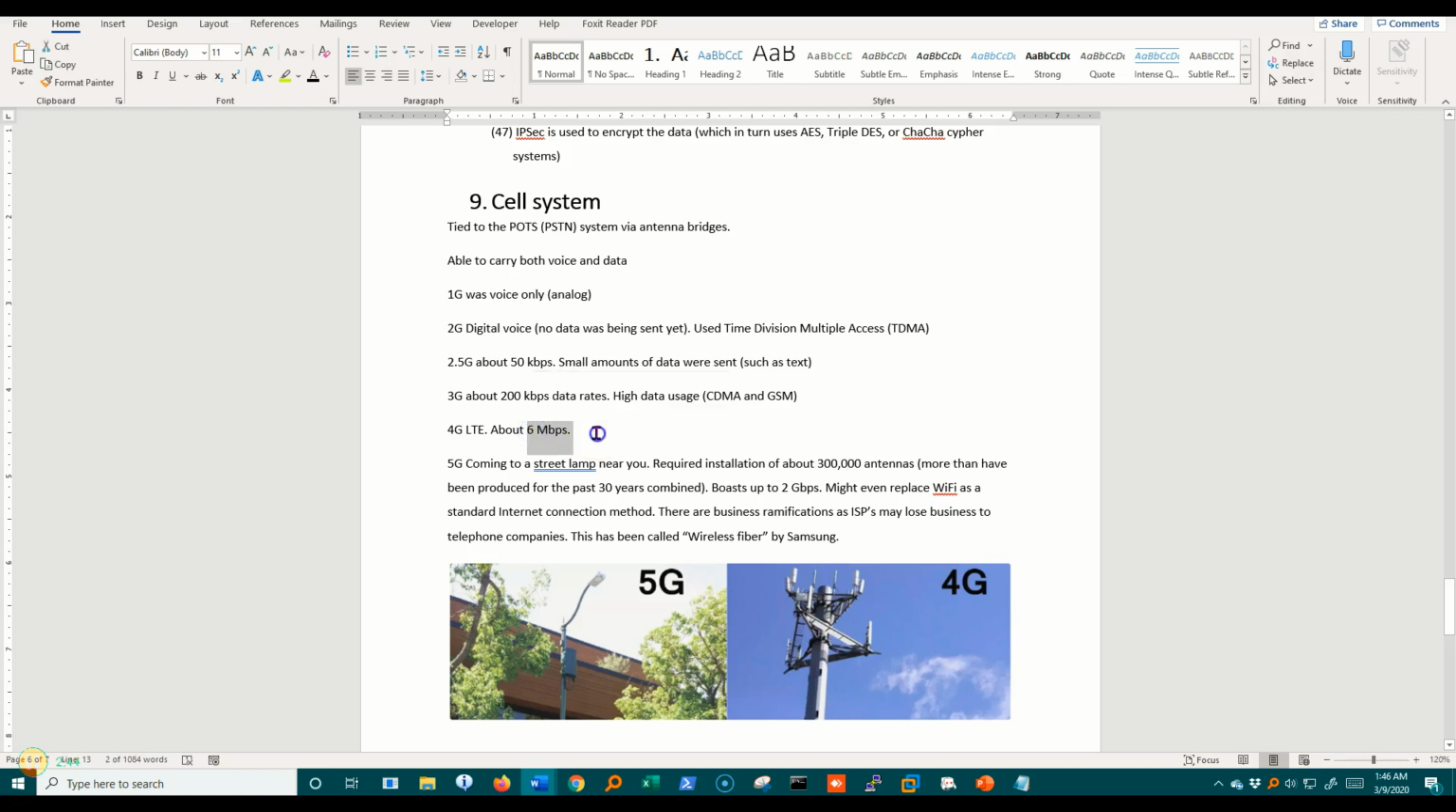Now, these are theoretical speeds, by the way. You're never actually going to reach these speeds. In fact, you're going to reach less than half of the speed. There's some reasons for that. Again, I'm not going to go into it.